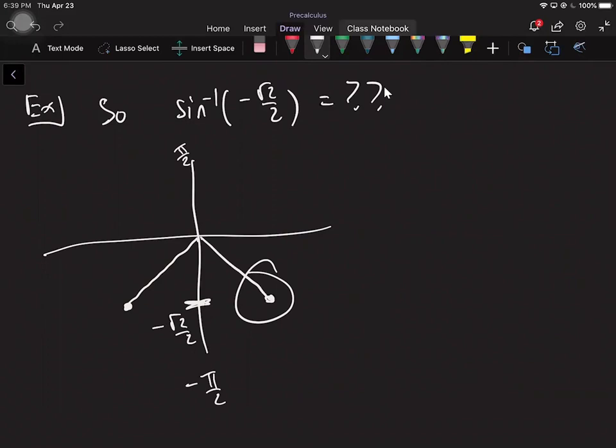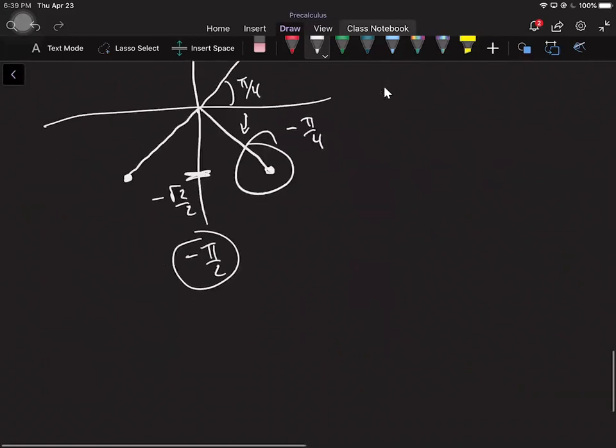Well, I know that it looks sort of like pi over 4, but it's this one down here, and it's going in the negative rotation. So it's actually negative pi over 4. And so the answer is negative pi over 4. So I just always pick the one on the right between negative pi over 2 and pi over 2.